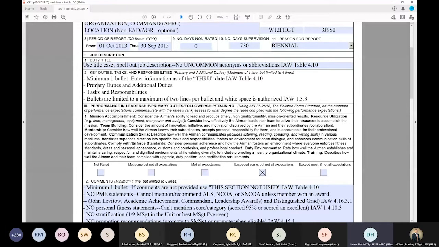And then this line right here, bullets are limited to a maximum of 2 lines per bullet, is authorized everywhere on the report, not just in the job description section. And white space is authorized at the end of the bullet.